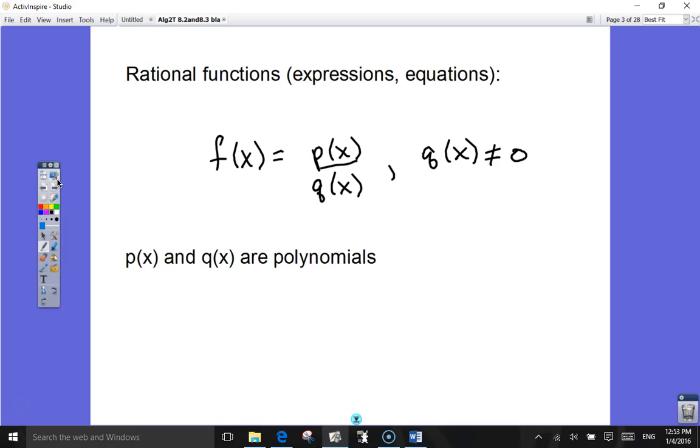Now, why does it say that at the end? Why does it say q of x does not equal 0? You cannot let the denominator equal 0 in a fraction. That's why. It's a domain statement, basically.